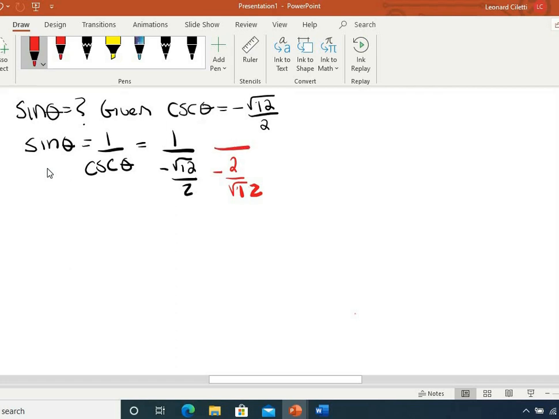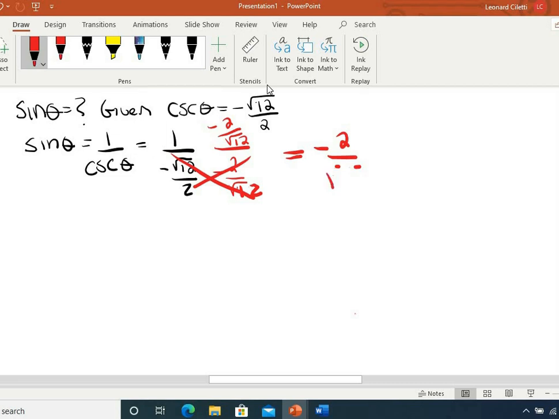Negative 2 divided by the square root of 12. What happens is these cancel and become a 1, right? That's when we multiply by the reciprocal, because we're dividing fractions. So this ends up being negative 2 divided by the square root of 12.